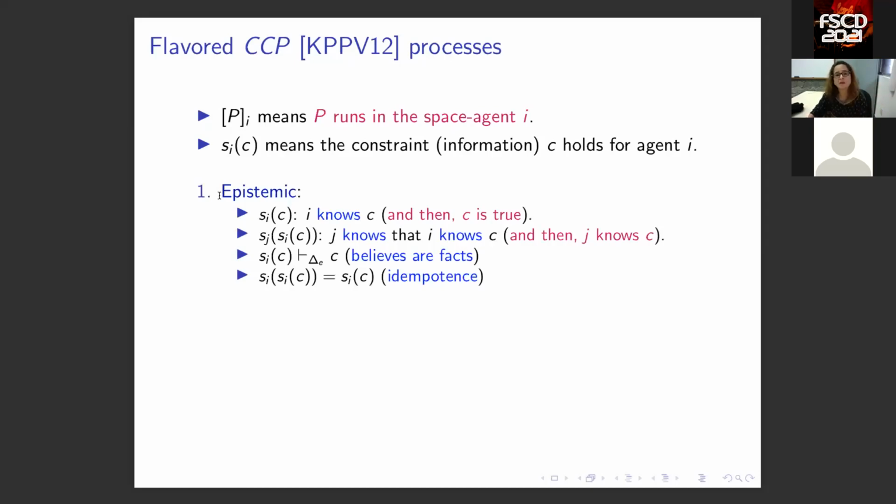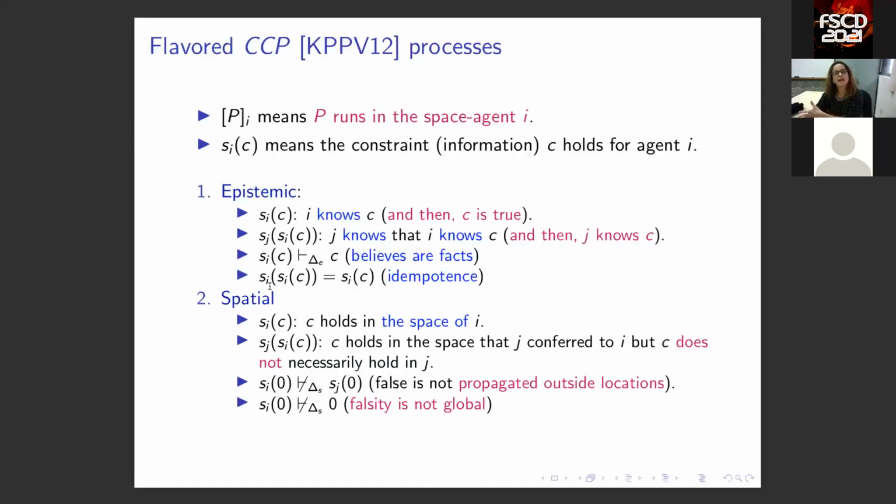So for example, in the epistemic behavior, you can read this as an agent knows something, right? So we're going to say that S_i of C is: the agent i knows C. And the thing about epistemic logic is that when an agent knows something, then this something is true, okay? You can have an agent know that another agent knows something, so you have nested modalities, let's say. As I said, in the epistemic setting, the information goes outside. So if j knows that i knows C, then j knows C, and of course C is true again, okay? So beliefs are facts. And the other thing is that this is idempotent. So if I know that I know C, then I know C.